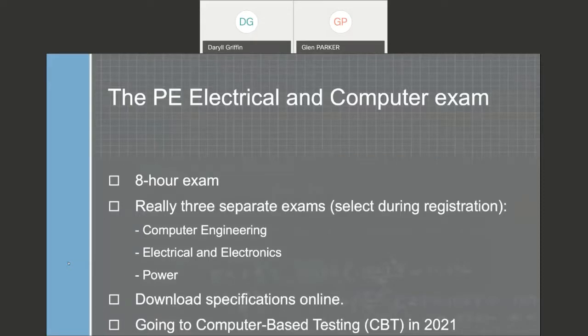That's where you're going to see things like antenna patterns and electromagnetics. All those sorts of things would be on that exam. And then there's the power exam, and that's strictly power questions. So it's talking about three-phase power, the different phasor notation things that power engineers would get into. So those are the three choices that you have as an electrical or computer engineer. And all the specifications are online.